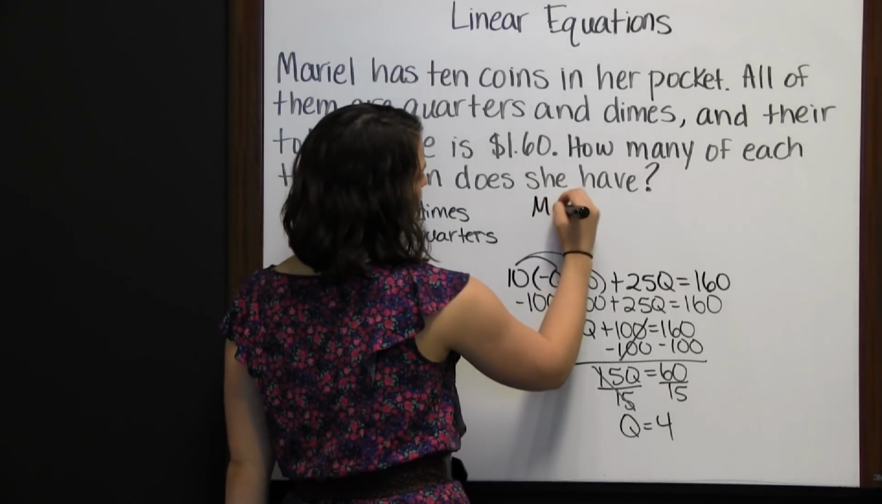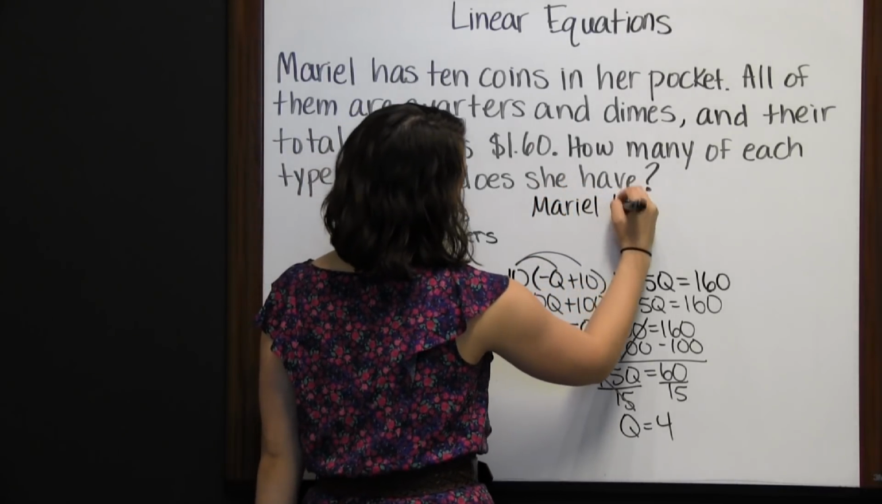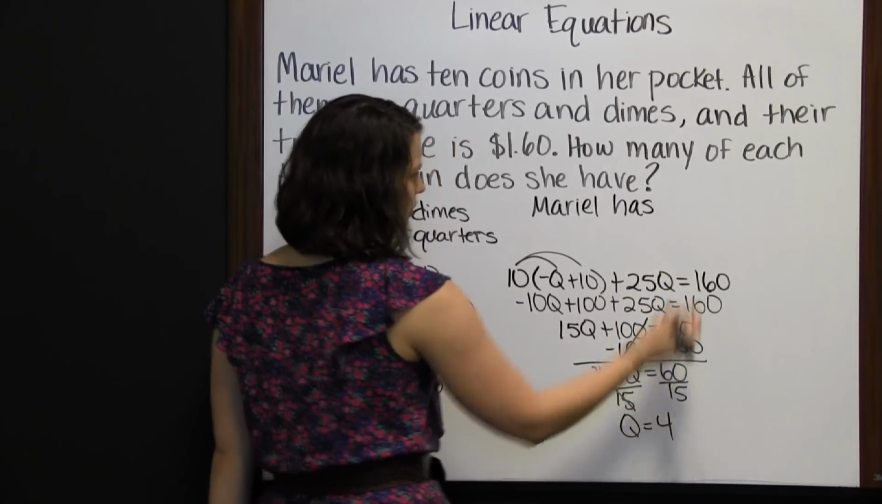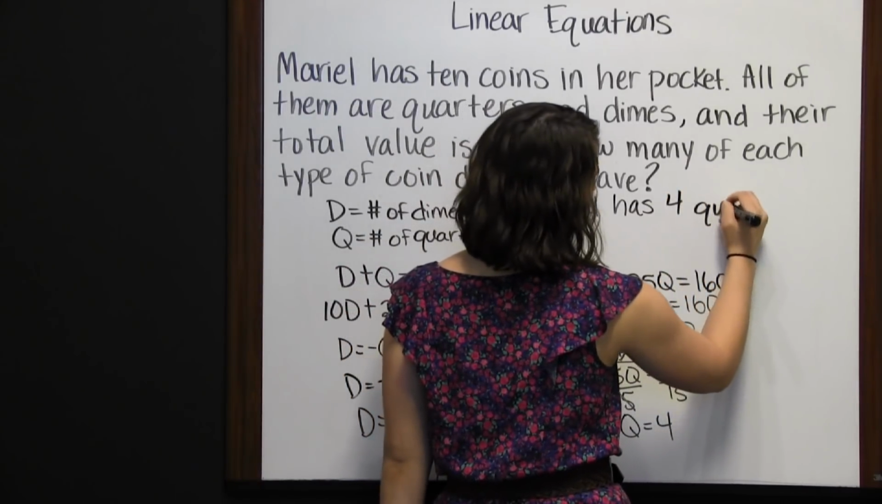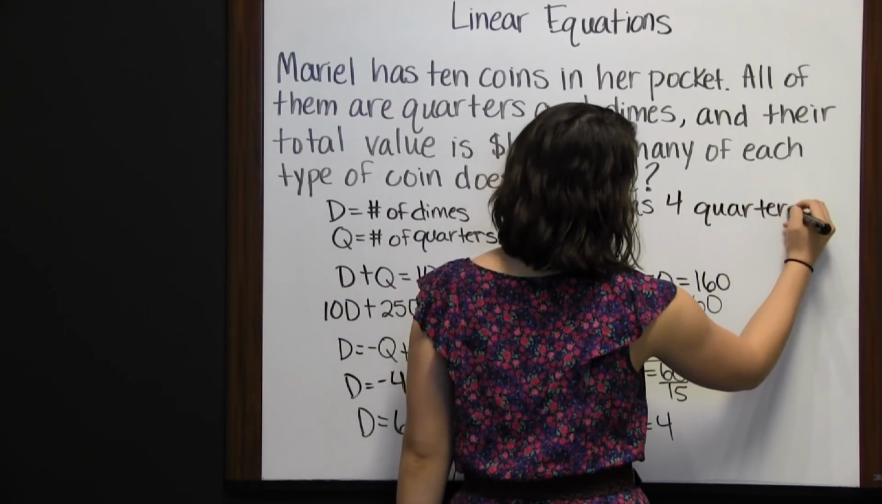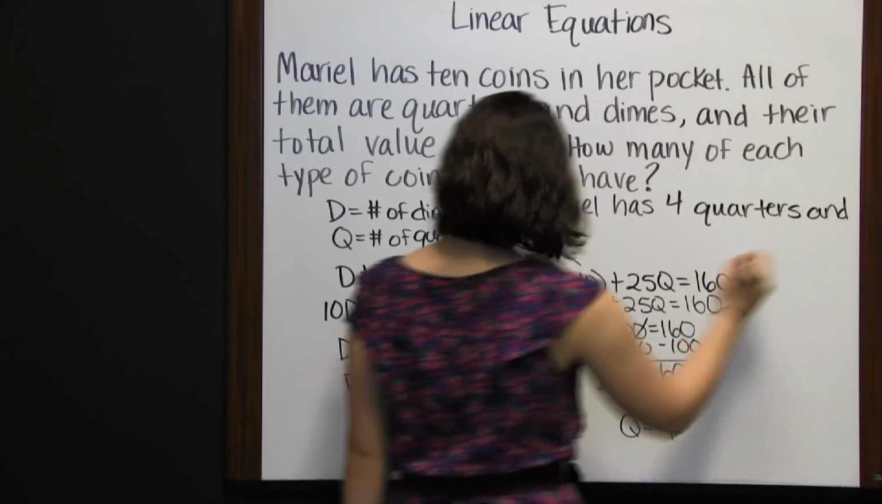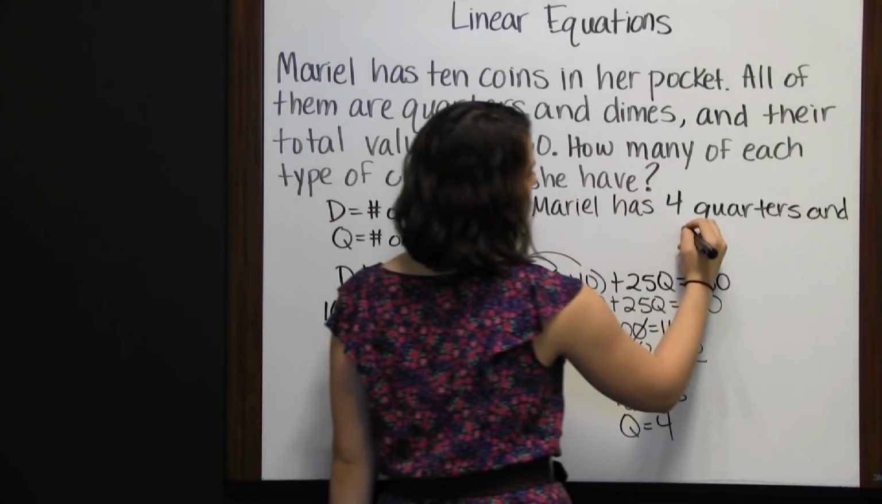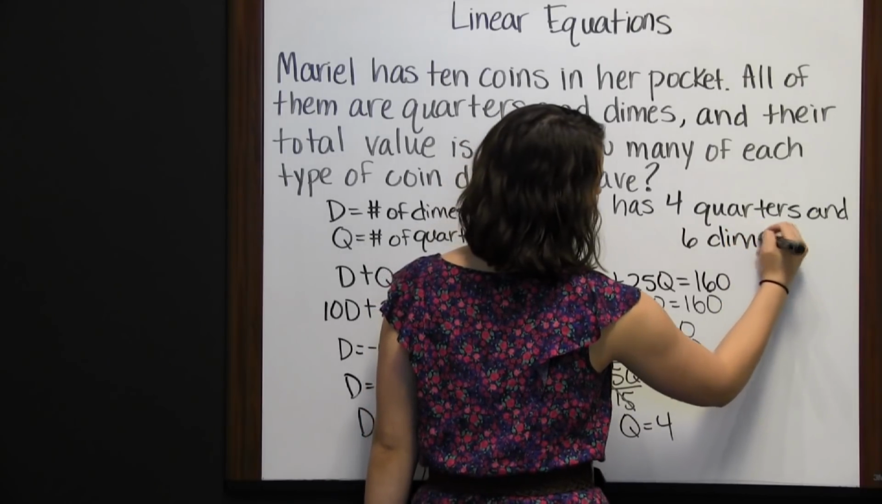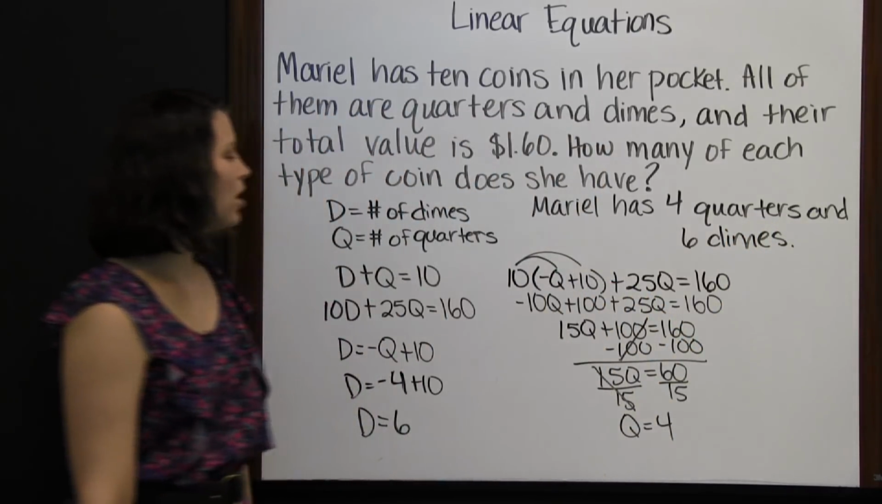So we can say Marielle has 4 quarters and 6 dimes in her pocket.